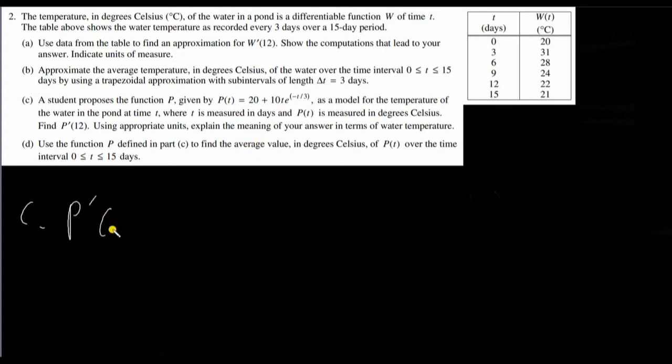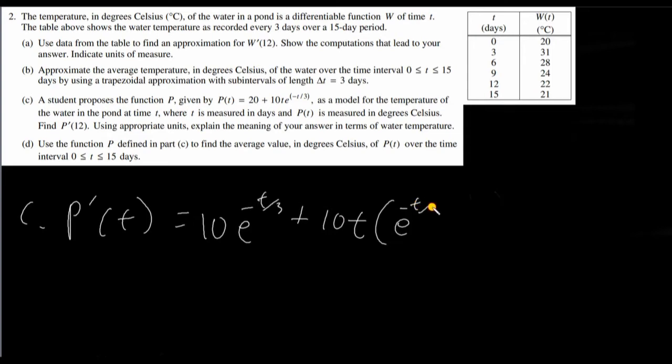So let's just find p prime of t. And I think a general strategy is when they're asking you for a specific value, just take the general derivative first and then plug in your value, just to eliminate any extra confusion. So the derivative of this, that's going to be gone because that's a constant. And then for this thing, we have to use the product rule. So we'll have 10 e to the negative t over 3 times the derivative of t, which is 1, plus 10t times e to the negative t over 3 times the derivative of negative t over 3, which is negative 1/3 by the chain rule.